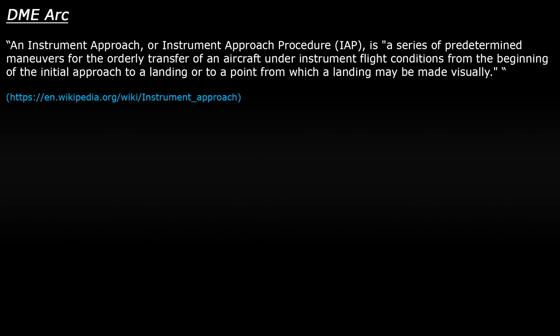Hello. So today we are taking a look at something called a DME Arc. A DME Arc is simply an instrument approach procedure. It's a way to transition from flying towards an airport into a position where you are lined up with the runway for landing. And because it's an instrument procedure, it can be flown using only instruments in bad weather.